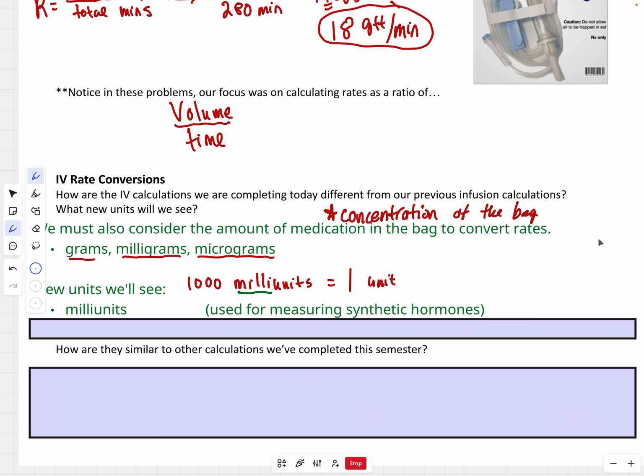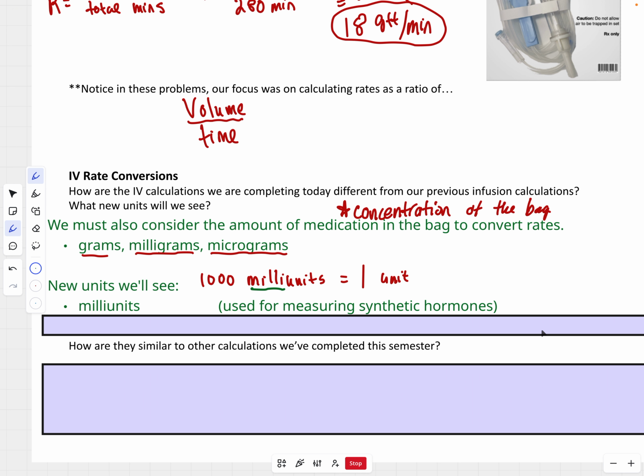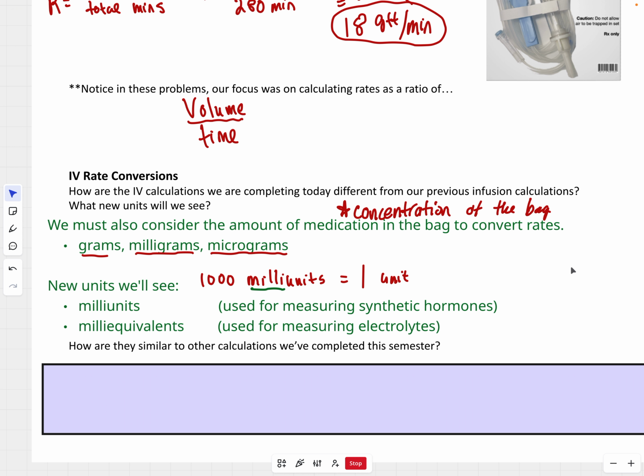The other set of units that are going to be new for us are milliequivalents. Milliequivalents, abbreviated mEq, these are used to measure electrolytes. So we will be giving electrolytes every now and again, and we need to consider the rate at which the patient is receiving the medication or the fluids, and then we may be interested to know how many milliequivalents of that particular electrolyte they're receiving per hour or per minute, or whatever value of time that we're interested in.